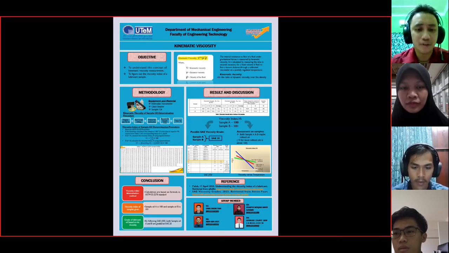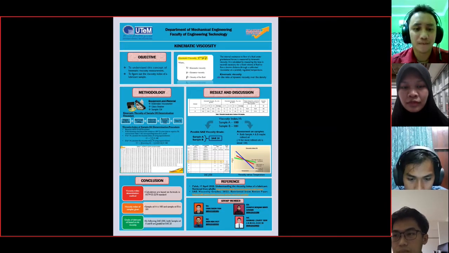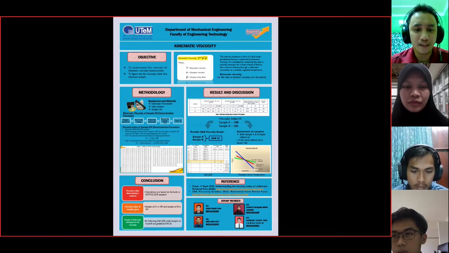So if U is larger than H, we will calculate the viscosity index using equation B in the poster, the first equation, which is VI equals L minus U divided by L minus H, multiplied by 100.